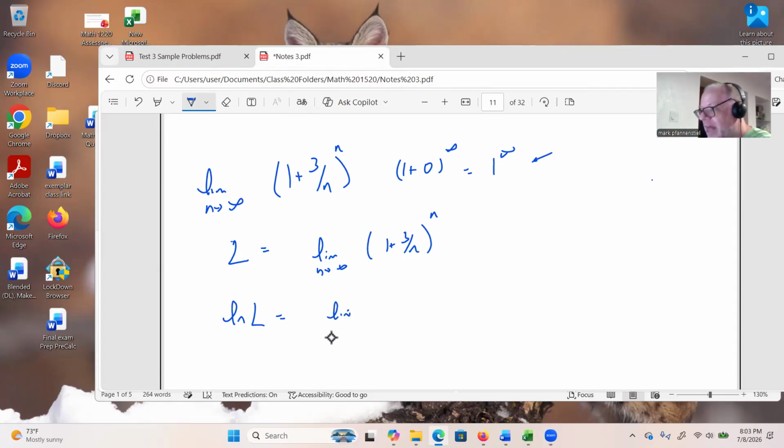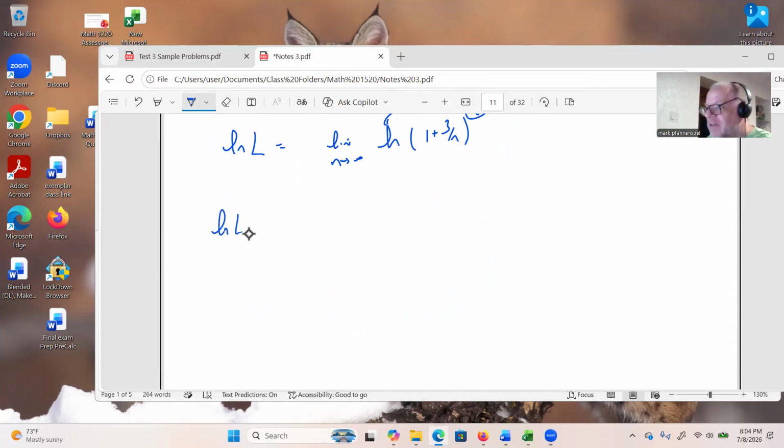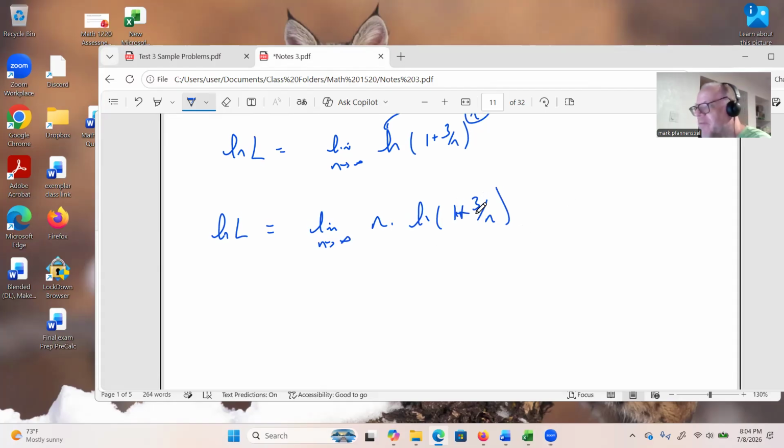So the limit as n goes to infinity of the natural log of (1 plus 3 over n) raised to the nth power. Now that I've got this in the natural log, this whole exponent comes down in front, right? Because that's one of the properties of logarithms. So we have the natural log of L equals the limit as n goes off to infinity of n times the ln of 1 plus 3 over n. Okay, let's make that a 3 over n there.